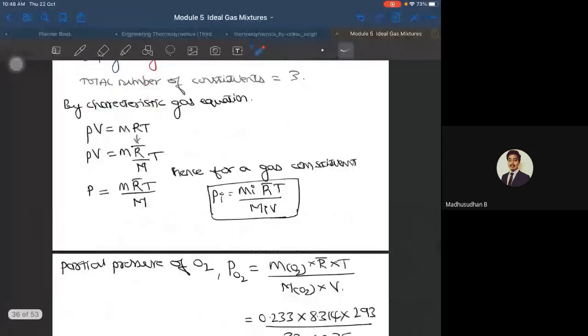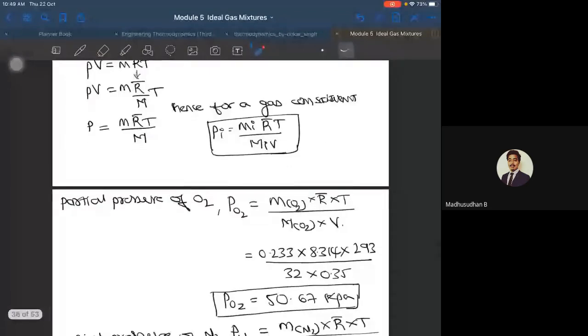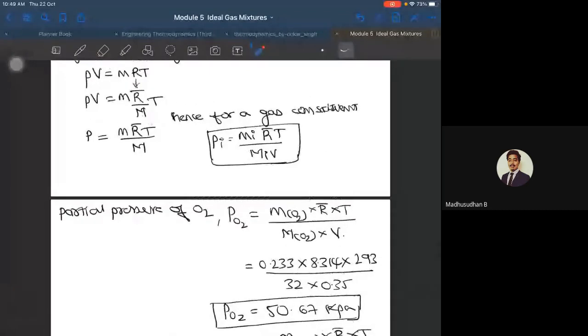For the individual constituent, Pi equals Mi into R dash T divided by capital Mi into V, because V, T and R dash are common for all the constituents. The only thing that changes is the mass of that individual constituent and its molecular weight. Similarly, if I want to calculate the partial pressure of O2, that is PO2, what is the expression? Mass of O2 into R dash T divided by capital M, the molecular weight of O2, into V.